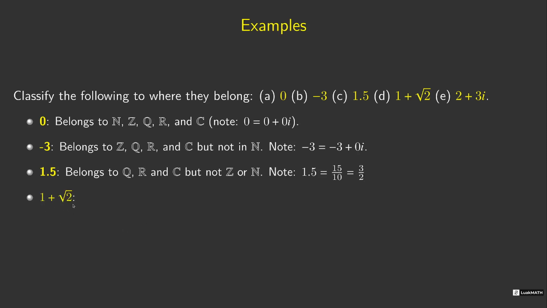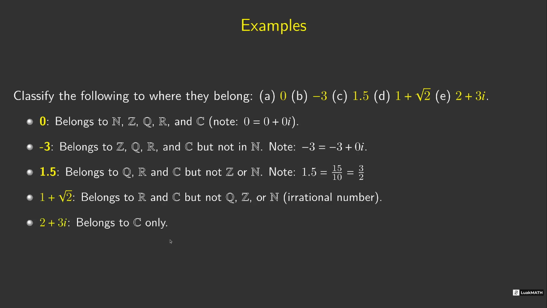1 plus root 2. In fact, this one is a radical. You cannot simplify it any further. The only other way you can write it is to write it as a decimal. But since we've seen root 2, it's a recurring decimal. It goes on forever. So there's no simple decimal representation of this number right here. In fact, this is an irrational number, and it belongs to R and C only. 2 plus 3i, this only belongs to C. Okay.